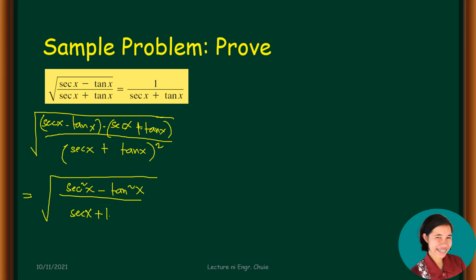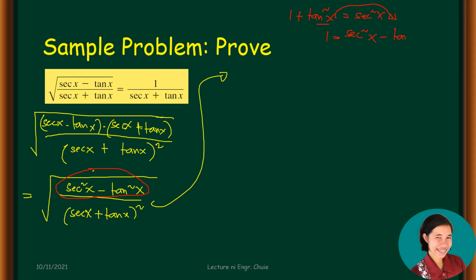Secant x plus tangent x, that is squared. So, ano pa yung pwede natin gawin para ma-simplify yung ating equation? So, let's take a look at the numerator. Tingnan natin yung numerator. We have the secant squared x minus tangent squared x. Hindi pa siya familiar. So, from sa ating identities, meron tayong 1 plus tangent squared x sa ating Pythagorean identities is equivalent to secant squared x. Ibig sabihin, pag yung ating tangent squared x, i-move natin siya dito, magiging 1 is equal to secant squared x minus tangent squared x. Ibig sabihin, yung ating numerator ay equivalent to 1.